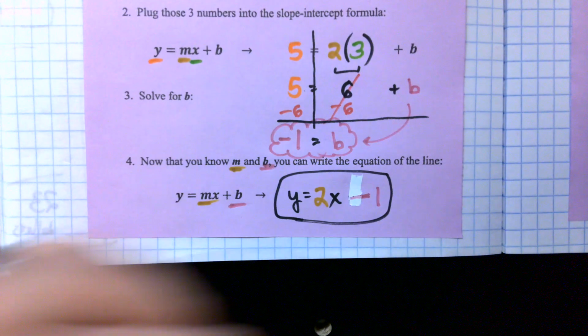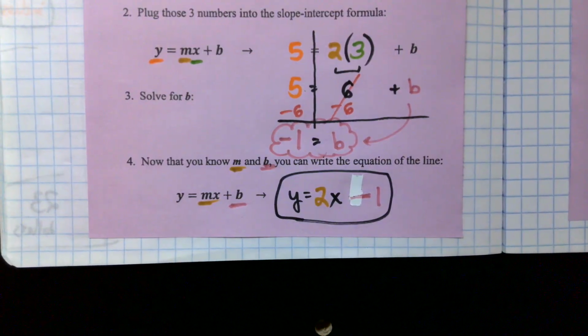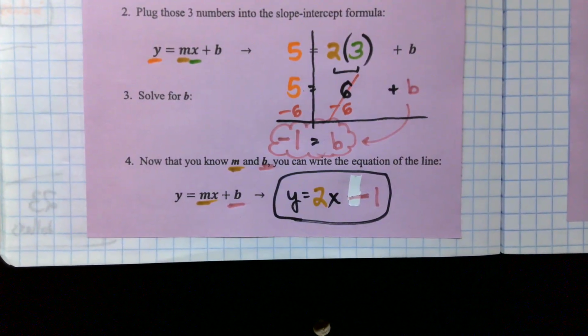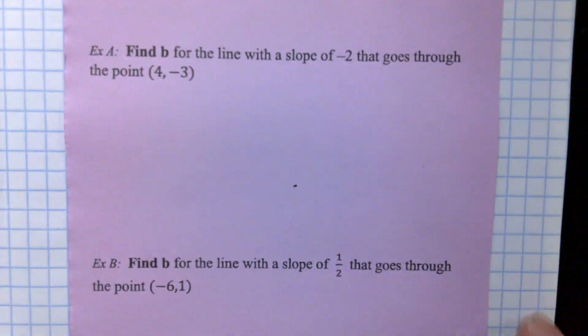First run through, quick show thumbs. How we feeling? Thumbs up, seems pretty easy. Thumb sideways, maybe I need some practice. Okay, good. Like I said, it's one step of multiplication, one step of subtraction, two-step equation. As long as we plug everything in right, the math is the easy part. Let's take a look at example A on the second page.